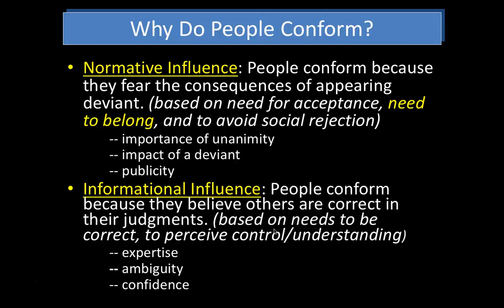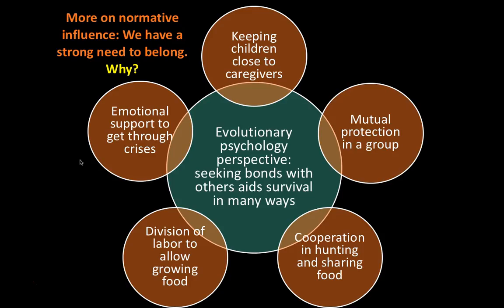So you see, conformity can find its way into all kinds of decisions, and we can see how the roles of normative influence and informational influence play out here. All right, so we have a strong need to belong, and that's part of why conformity. This is normative influence in lots and lots of ways.